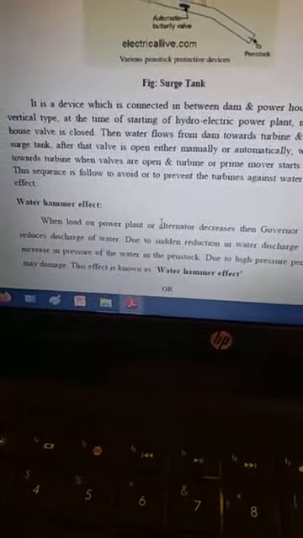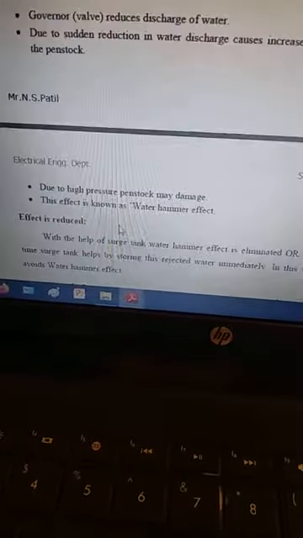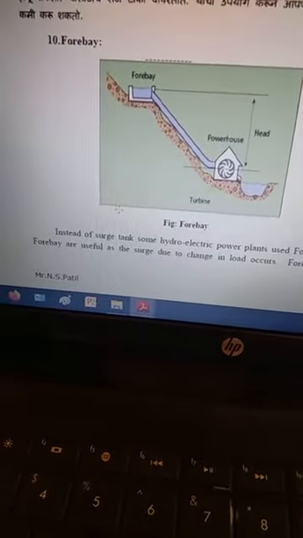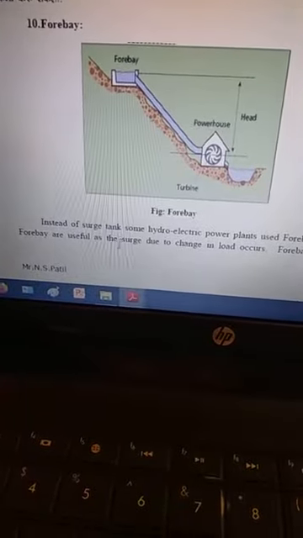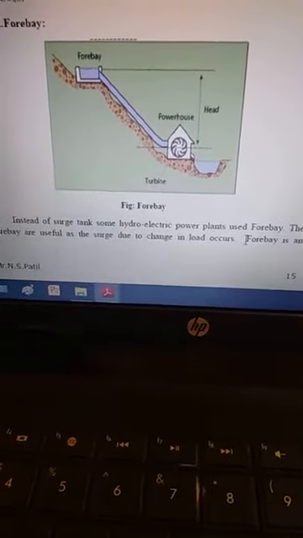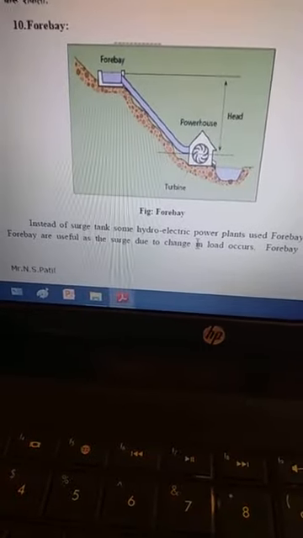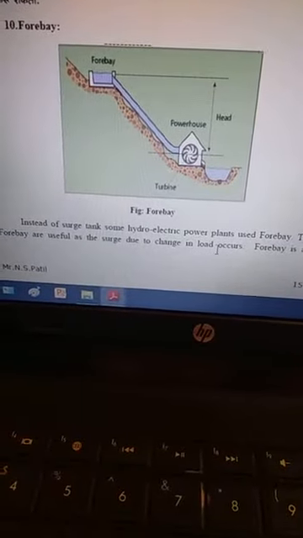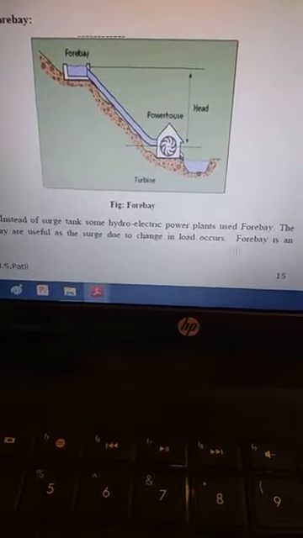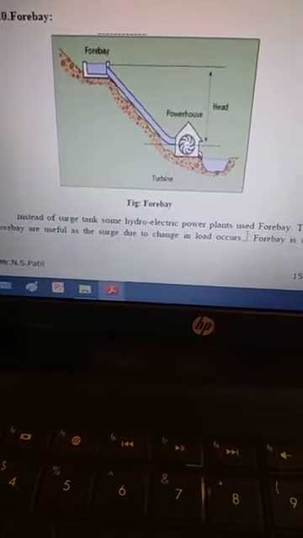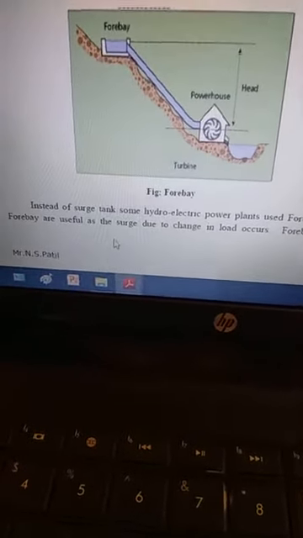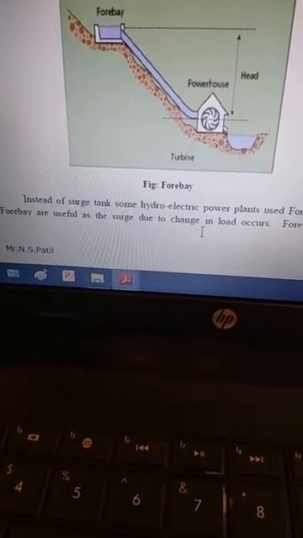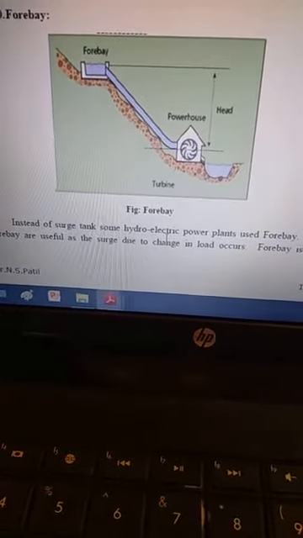The next equipment is shown here. What is a forebay actually? Instead of a surge tank, some hydroelectric power plants use a forebay. A forebay also has the same function as a surge tank, and is used when a change in load occurs.